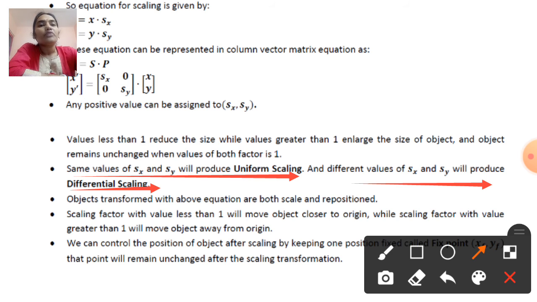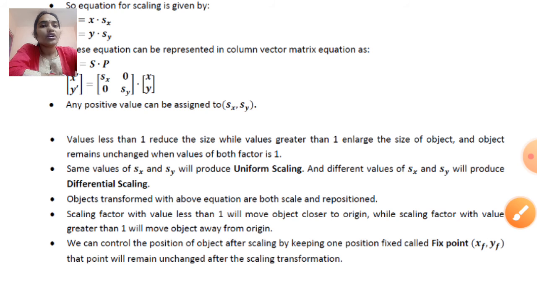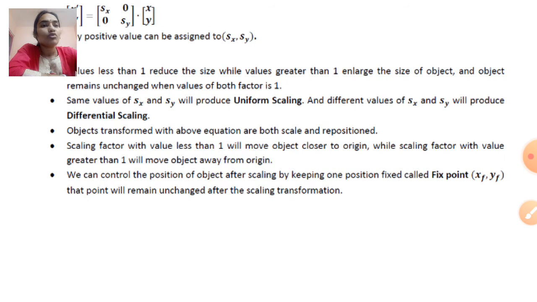Objects transformed with the above equation are both scaled and repositioned. A scaling factor with a value less than 1 will move the object closer to the origin. That means if less than 1, the object is reduced, so it is closer to the origin. While a scaling factor with a value greater than 1 will move the object away from the origin. That means the value is greater than 1, then it will enlarge it, so it is far from the origin.